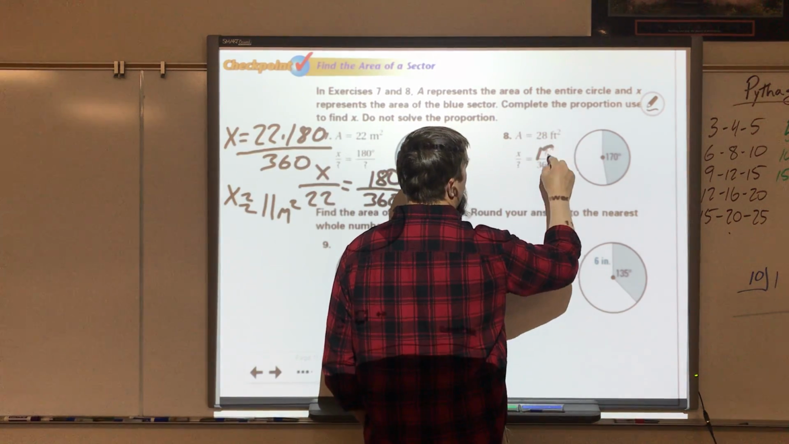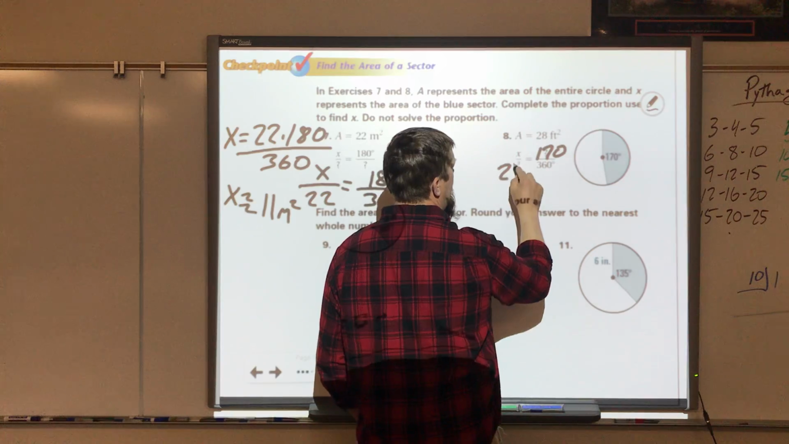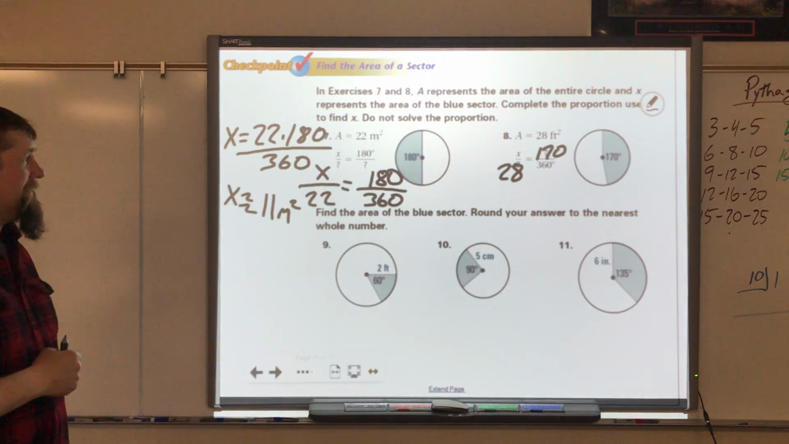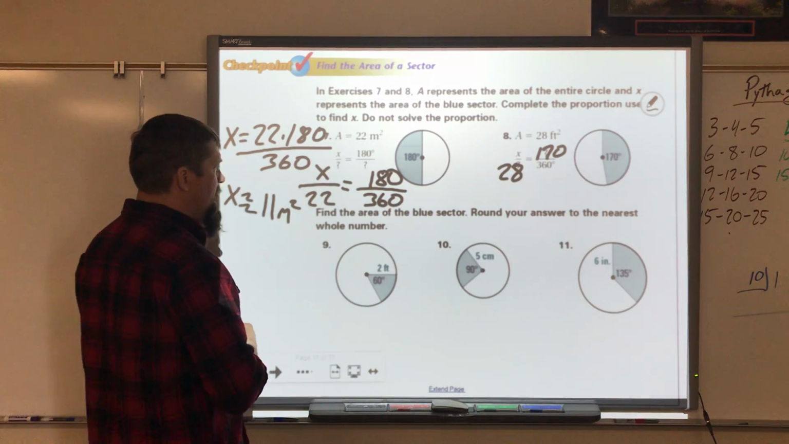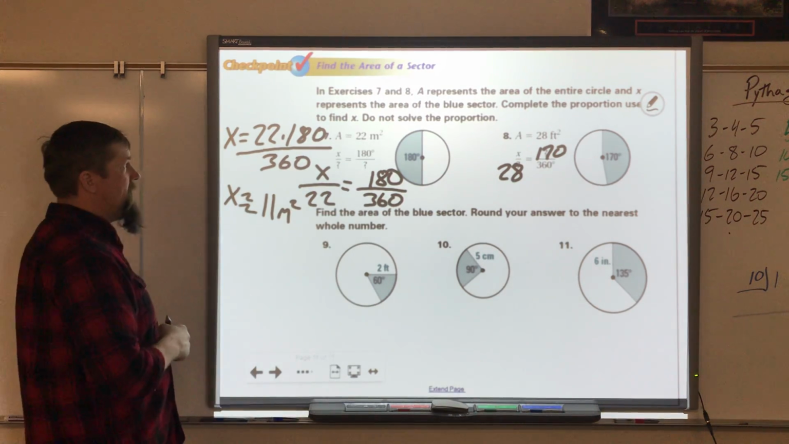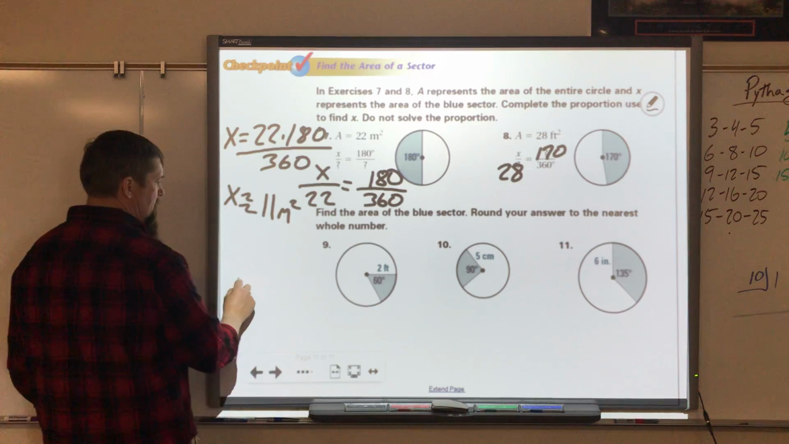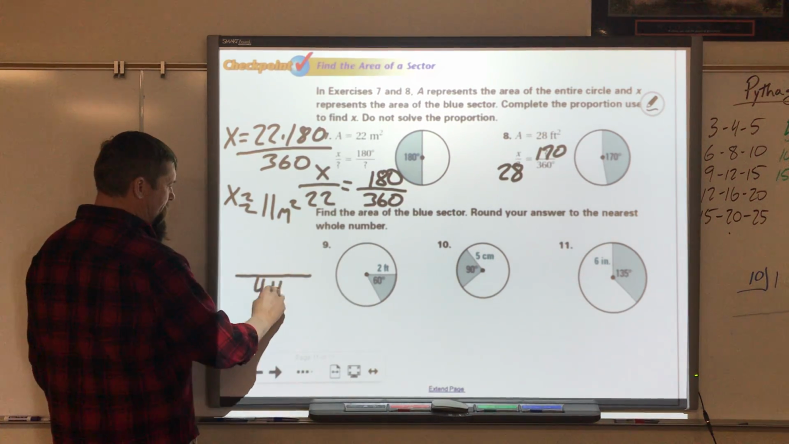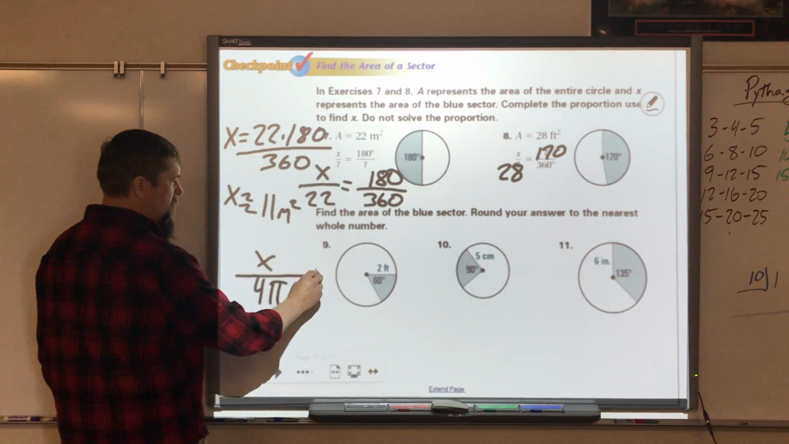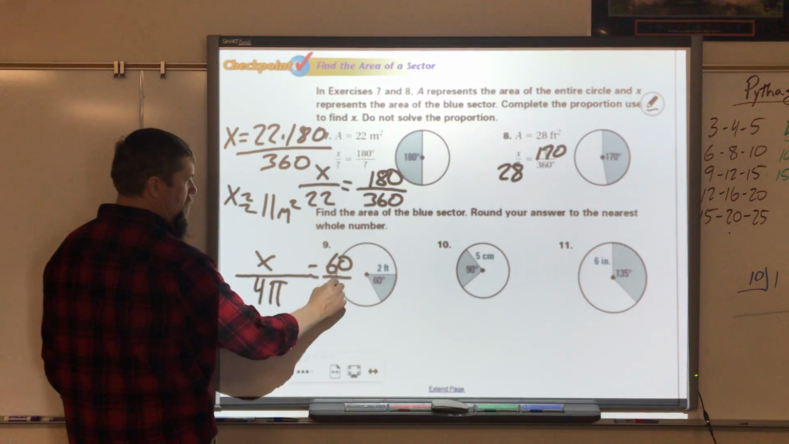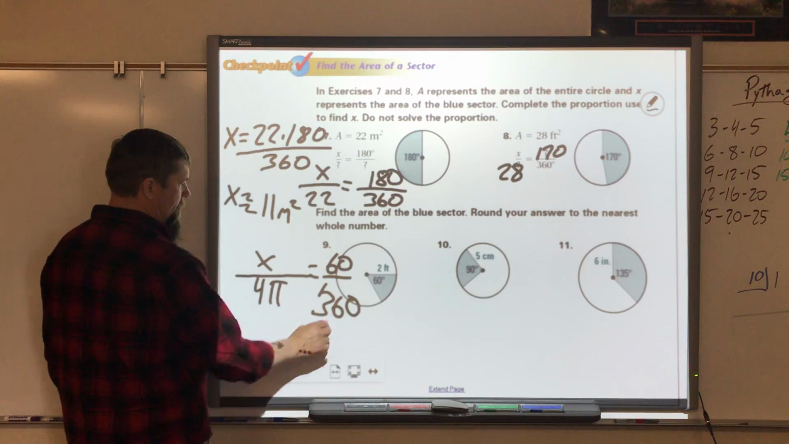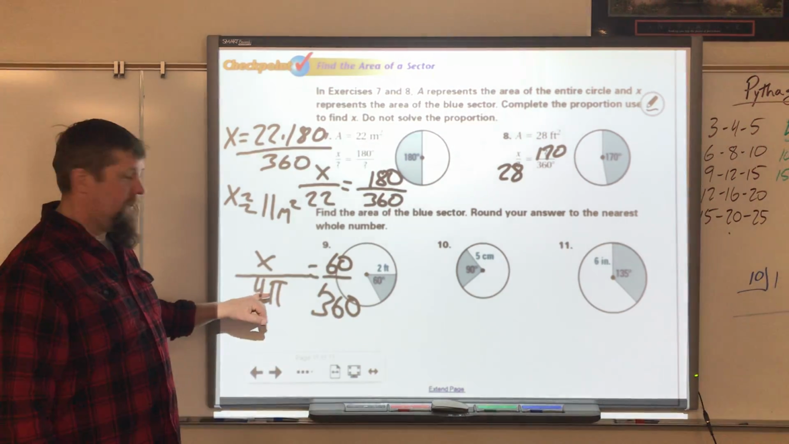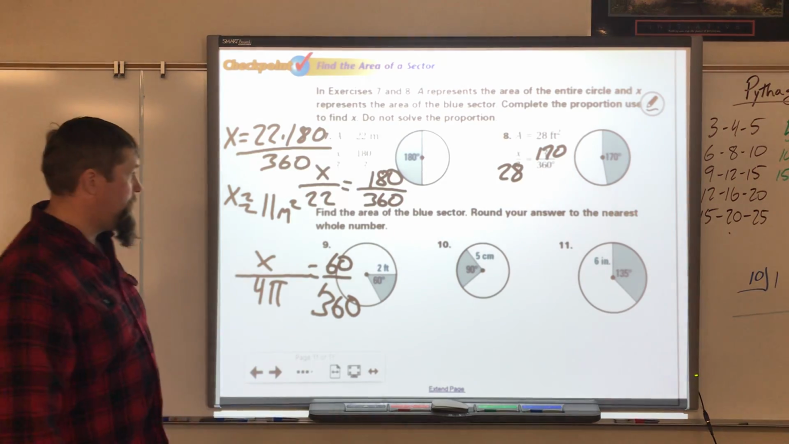This time we put the 170 on the top, the 28 on the bottom, and we cross multiply that. Find the area of the blue section. So basically we do the same thing. We've got the area of the whole thing is 4 pi. The area of the sector we don't know is equal to 60 over 360. And then you cross multiply 60 times 4 pi and divide by 360.